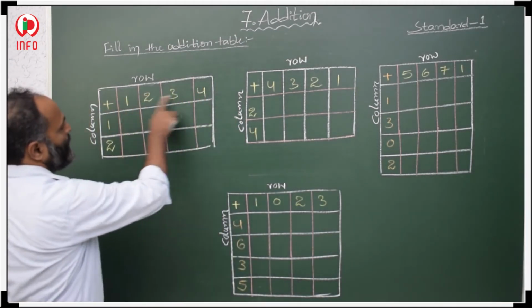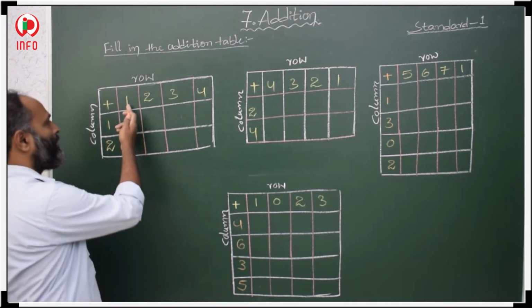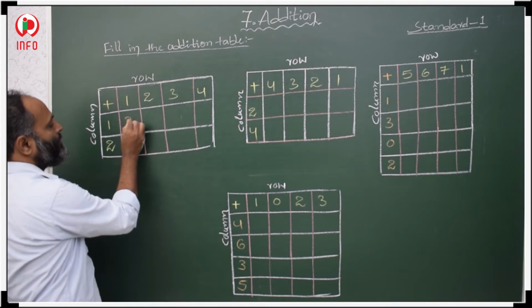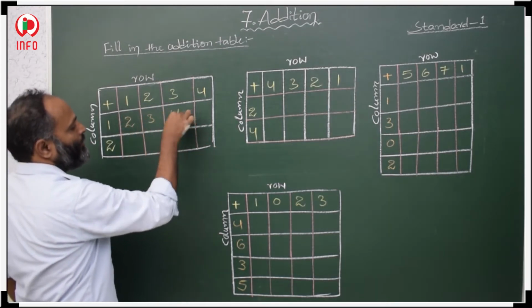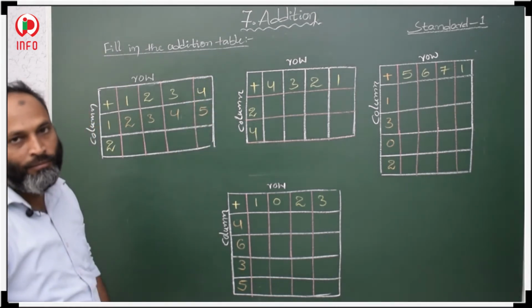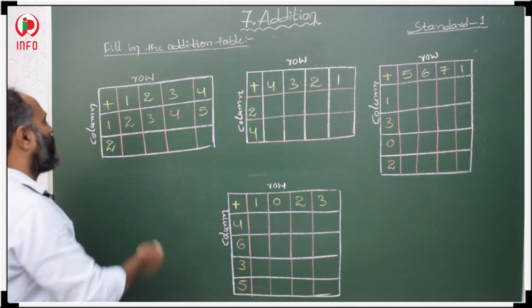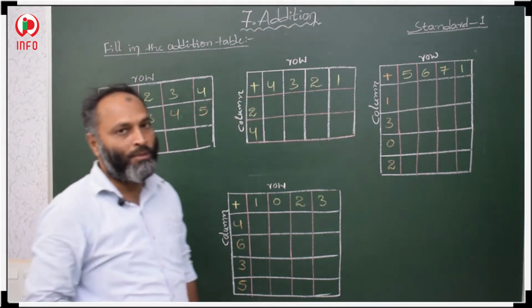So all these numbers are added with 1. Then which number will come? The very next number. 1's very next number is 2. 2's very next number is 3. 3's very next number is 4. 4's very next number is 5. These numbers will come.